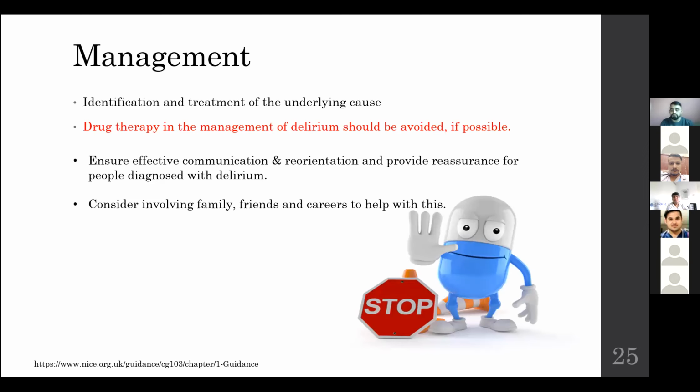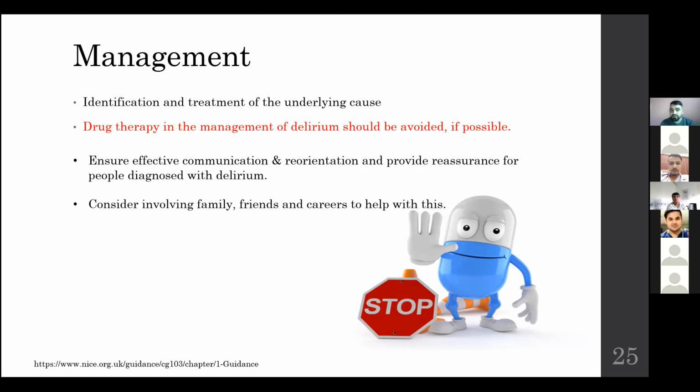Let's go to management of the delirium. So firstly, identification and treatment of the underlying cause is the main point in management. Drug therapy in management of delirium should be avoided if possible. So we have to use drugs very cautiously. This slide was taken from the NICE guideline.